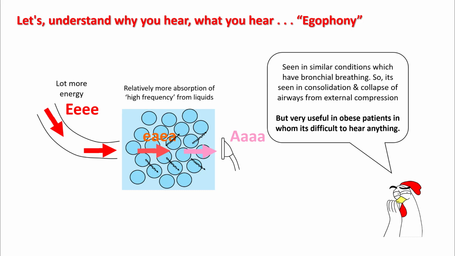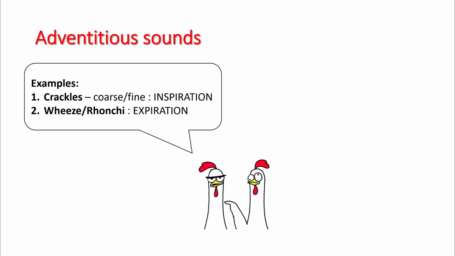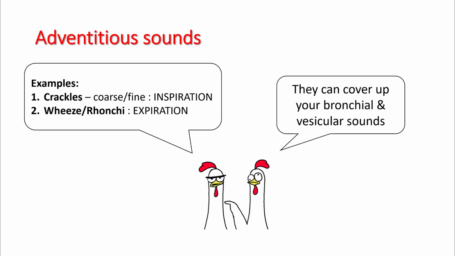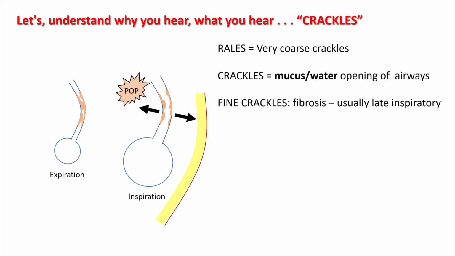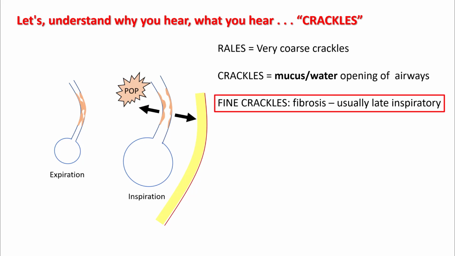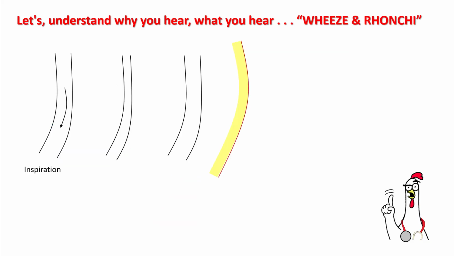Adventitious sounds consist of crackles and wheezing. These can cover up your bronchial and vesicular breath sounds. Crackles are heard due to popping open of lower airways if there is a secretion or mucus present. Rales are very coarse crackles. Fine crackles are usually seen in fibrosis, and these are usually late inspiratory. Wheezing and rhonchi, however, are heard during the expiratory phase.